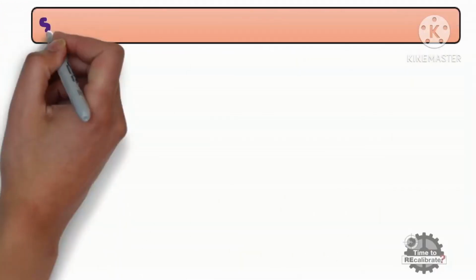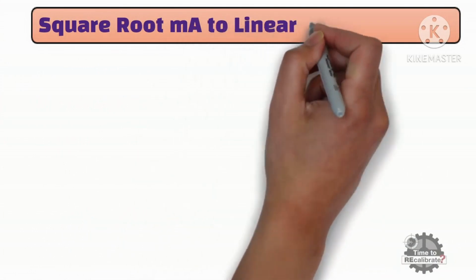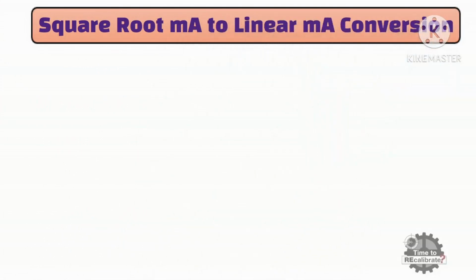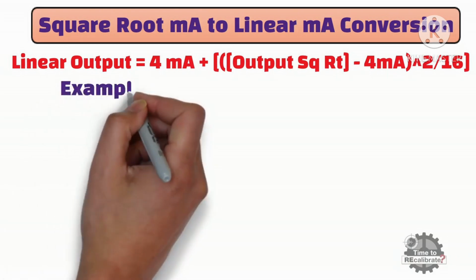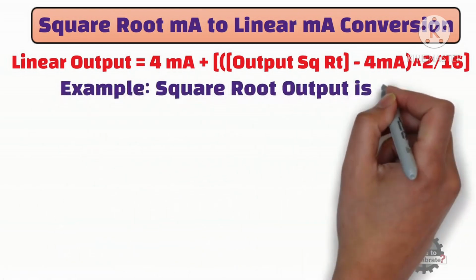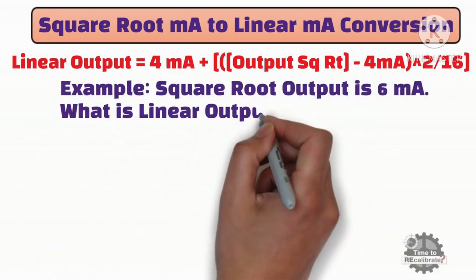Now, let's try to understand square root milliampere to linear milliampere conversion. So, this is a standard formula for square root milliampere to linear milliampere conversion. You just need to put square root output milliampere value, and it gives linear output milliampere value. Let's take one example to understand this conversion. If square root output is 6 milliamperes, what is linear output?